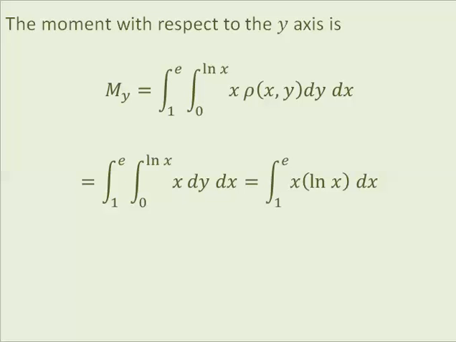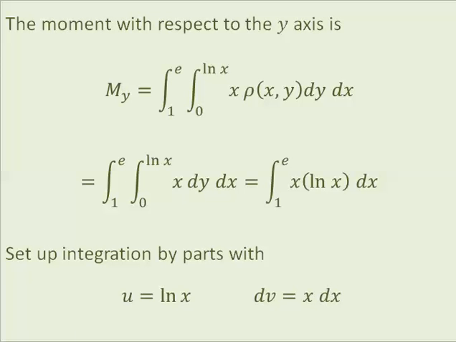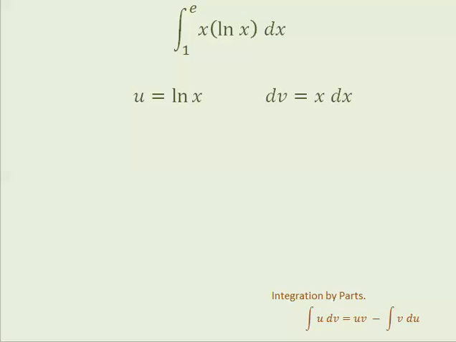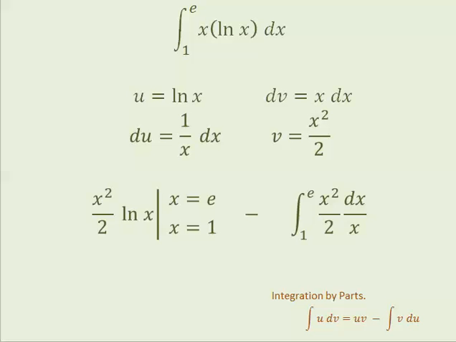Now notice that an integral like this requires integration by parts. So let's set up integration by parts with u being ln of x and dv being x dx. If u equals ln of x and dv equals x dx, then du is 1 over x dx, and v is x squared over 2. And so the integral of u dv is equal to u times v minus the integral of v du.